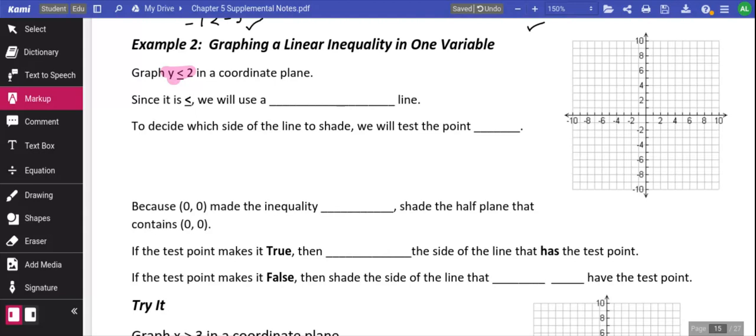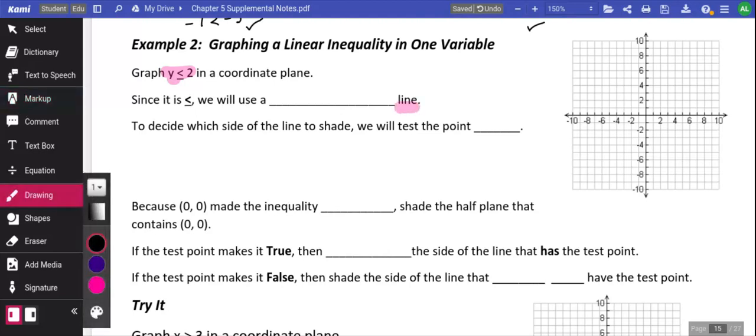Since it is less than or equal to, we will use what type of line? Remember, when it's or equal to, that means you're including everything on the line. So we're going to use a solid line. When the line is included, we use solid because that's telling us the line is part of it. If the line is not included, we use a dashed line, and that's kind of our signal. Everything but this line, we're not counting the line, is part of the solution. So that's how you can remember.